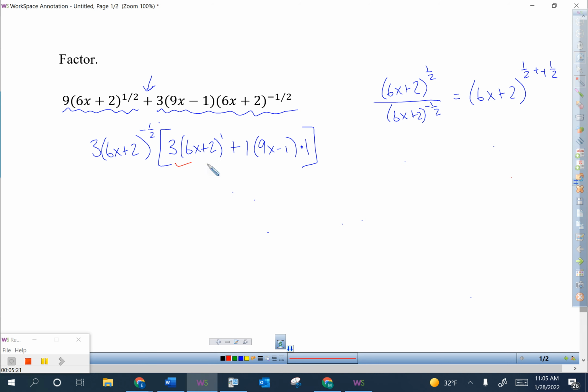So the next thing we're going to do is simplify what's inside our brackets. The rest can just come down for now.